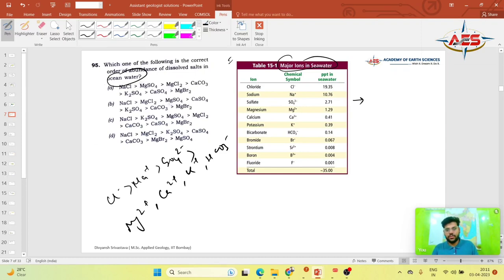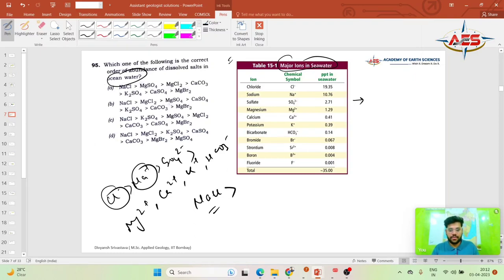So you can do one thing. You can just make compounds from this data. If Na is the most abundant cation and Cl- is the most abundant anion, then they can make a salt which is NaCl. Okay, so this abundance is very much based on the residence times. Okay, you can read about this. So they are based on the residence time.